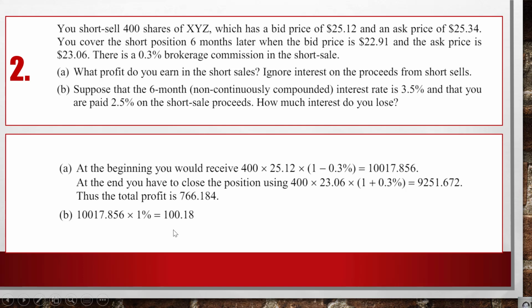And then suppose that the 6-month non-continuously compounded interest rate is 3.5%, and you are paid 2.5% on the short sale proceeds. How much interest do you lose? What you lose is the gap between the two interest rates. The interest rate is 3.5%, but you receive 2.5%, so the gap is 1%. And at the beginning, you receive 10,017.856. So when you multiply by 1%, you got 100.18. 100.18 is the interest that you lose.